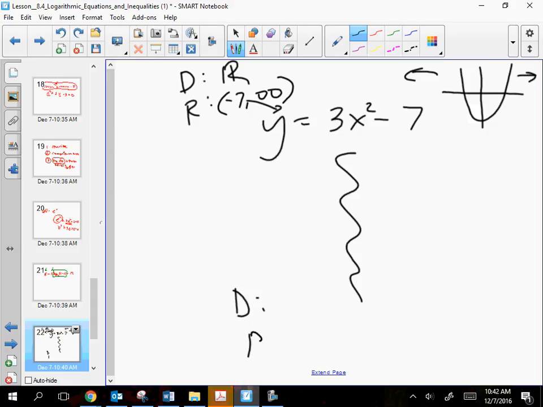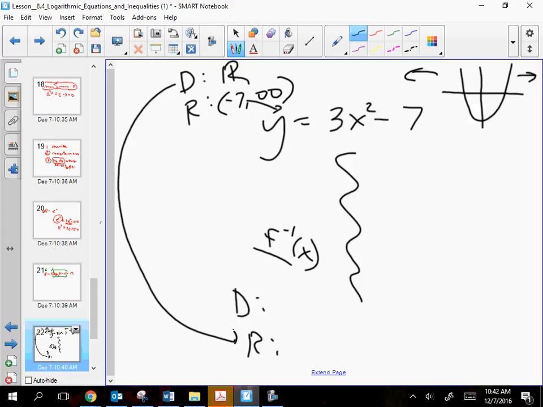You just switch them. The inverse that we get down here is called f negative 1 of x. The inverse's domain and range: the domain becomes the range, so this one's all reals. And the range becomes the domain, and that's from -7 to infinity.